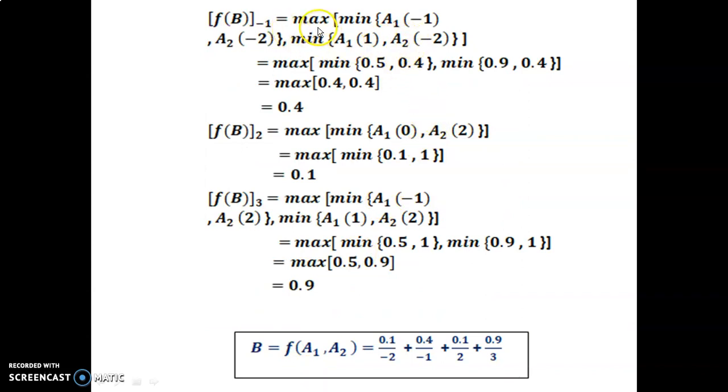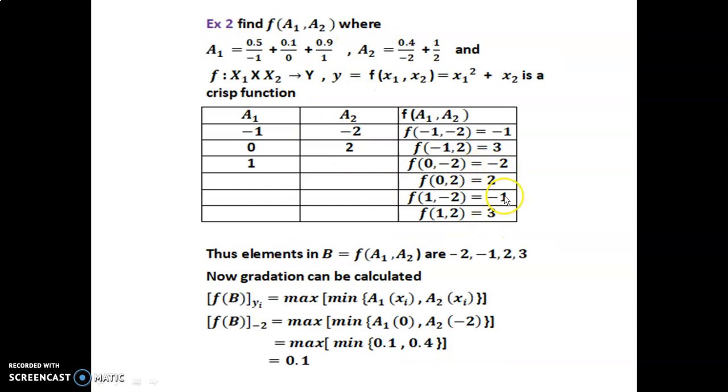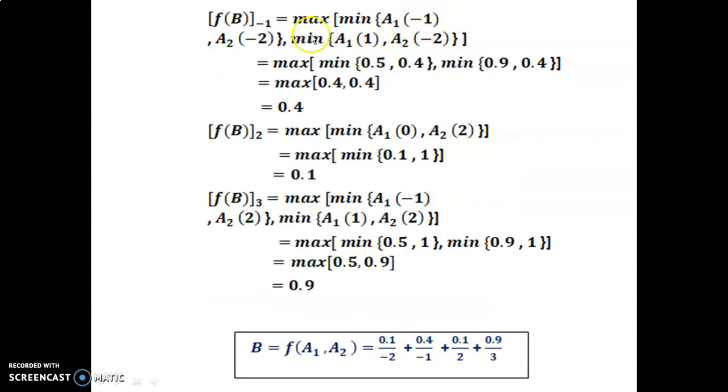Now for -1, max min. Here for -1, two pairs are present, -1 to -2 and 1 to -2. Therefore, A1 of -1, A2 of -2, and A1 of 1, A2 of -2. Therefore, max of min: from the given fuzzy set, the grade assigned to A1 of -1 is 0.5, A2 of -2 grade is 0.4, A1 of 1 grade is 0.9 and A2 of -2 grade is 0.4. So the minimum is 0.4. In the second term the minimum is 0.4, and max is 0.4.